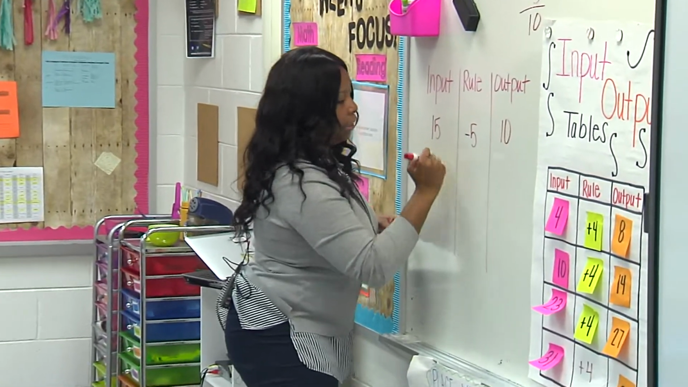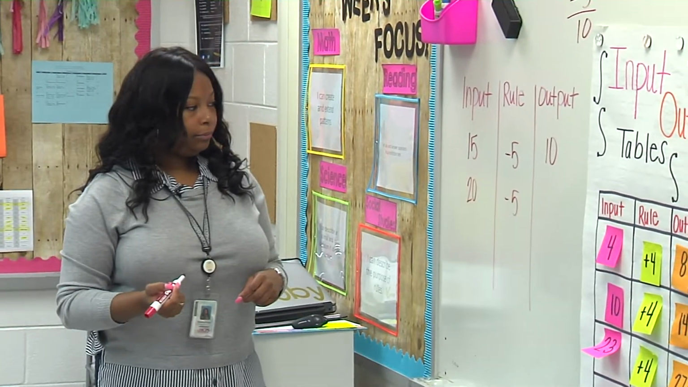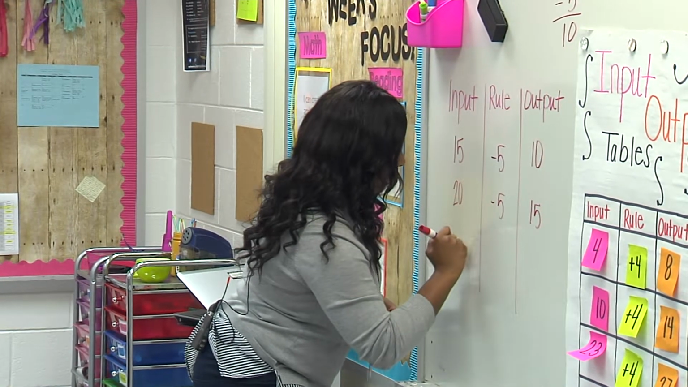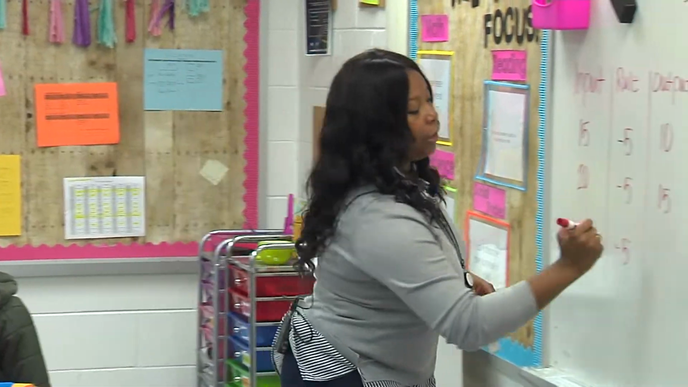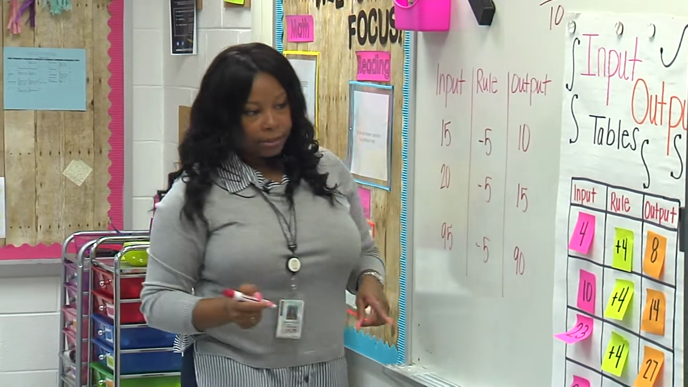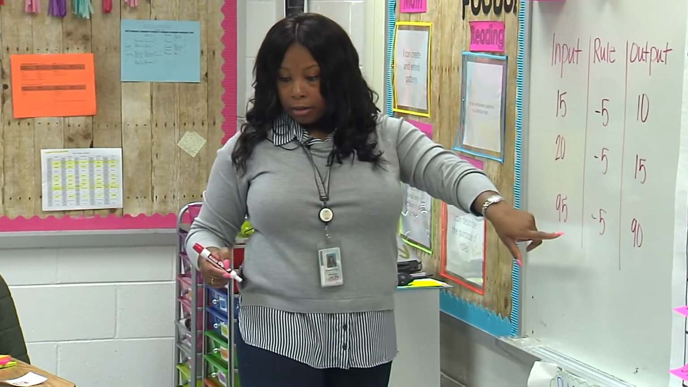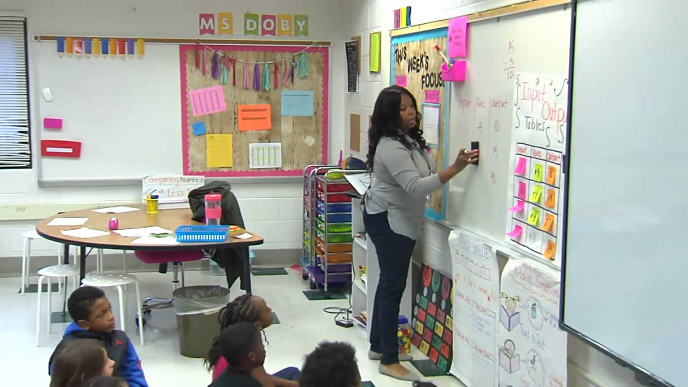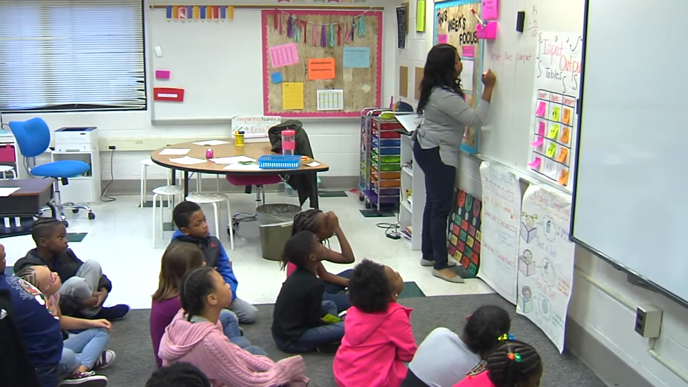What about 20 minus 5? Class, what was 20 minus 5? 15. What about 95 minus 5? Shemaya? 90. So sometimes you will see input-output tables that are addition, and sometimes you will see some that are subtraction, okay? Sometimes you'll see things that look like this. Let's see.